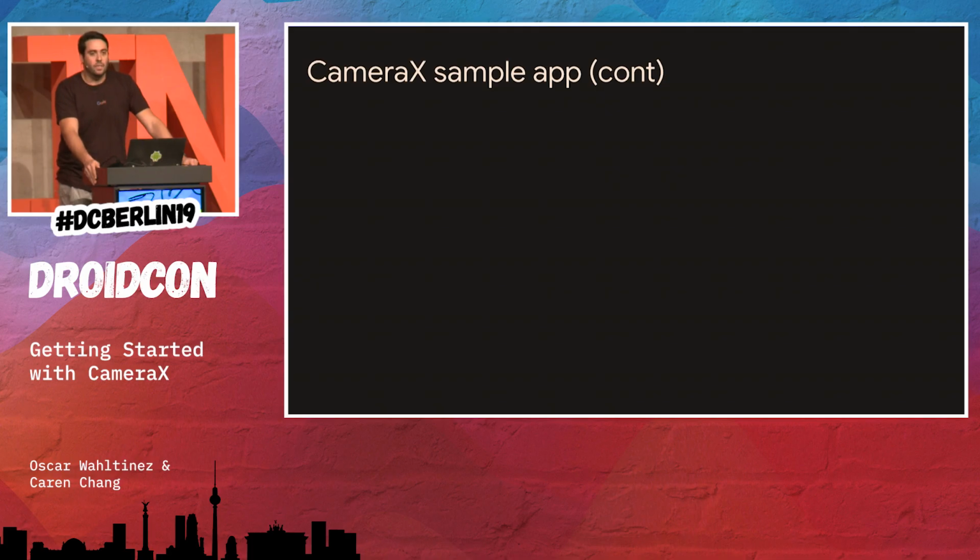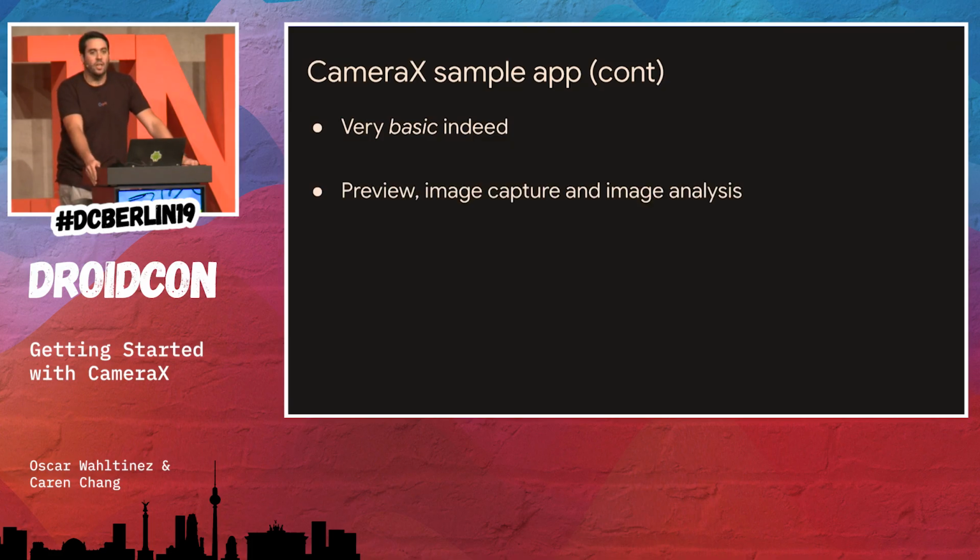Now about the technical aspects of the sample. It is very basic. It is called CameraX Basic for a reason. It is designed to be a very fundamental photography app. It allows you to take pictures and not much more. It showcases the preview, image capture, and image analysis, basically the three core use cases that Caren mentioned earlier.